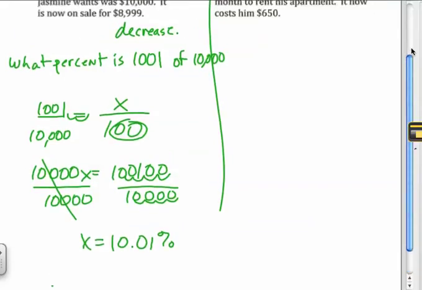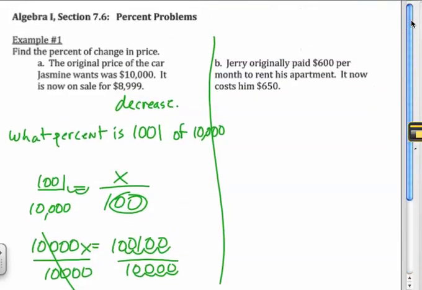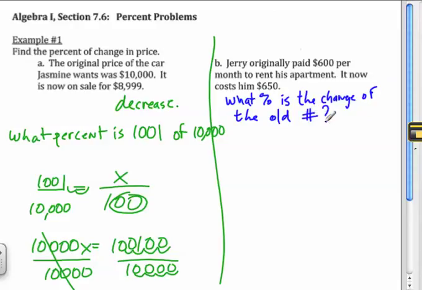Well, let's look at this one. You know what? I'm actually going to write that up there. What percent is the change of the old number? Question mark. That's always the question we're asking with percentage change. Okay? So let's look at this one.